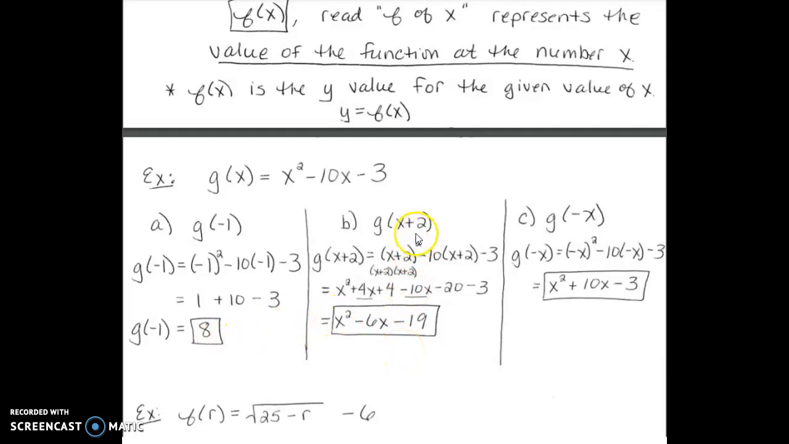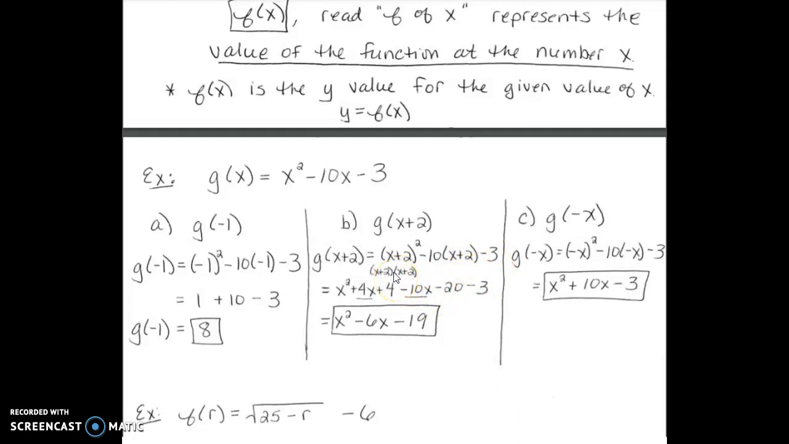In our next two examples, we're substituting in an expression. This does not change the meaning of what function notation says. This says evaluate the function g by replacing the x with the expression x plus 2. So g of x plus 2 means up here in our given function that we were given for g, we replace x with the expression x plus 2. So this time we get x plus 2 squared minus 10 times x plus 2, again for x, and then minus the 3.